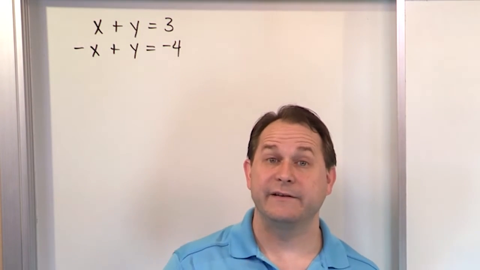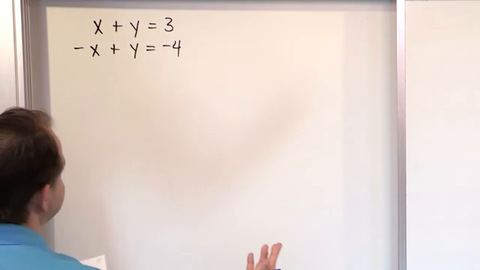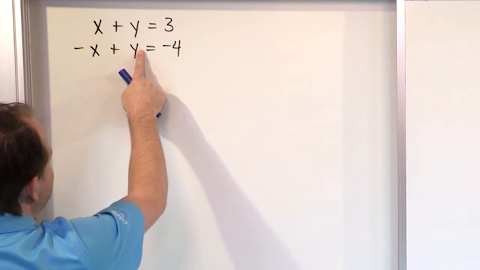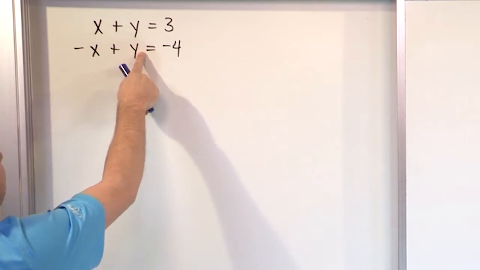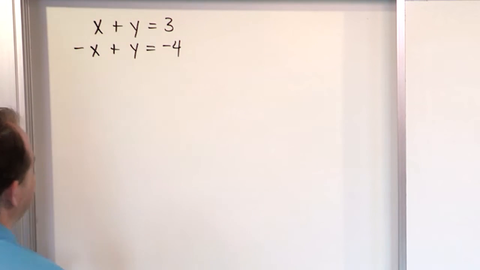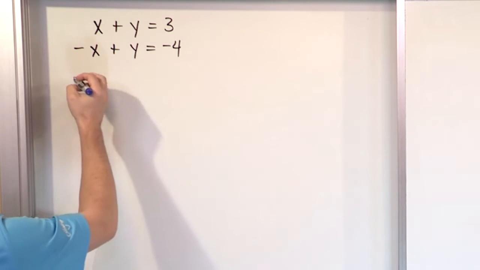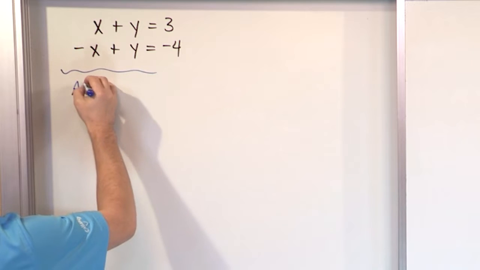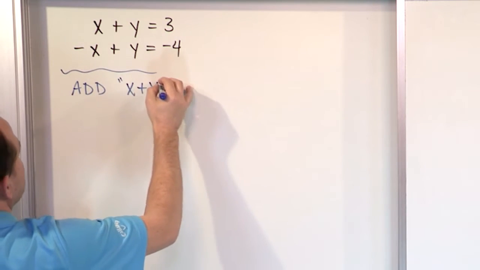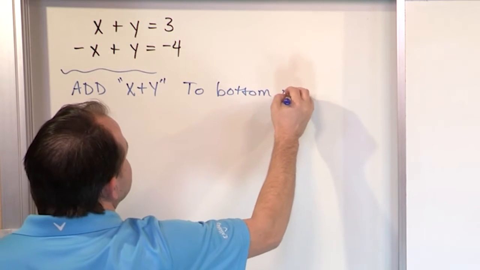But let me ask you this. You have probably considered this: what if I want to add y to the left, just the variable y? I can do that. I can add y over here, no problem. But in order to keep the equation correct, I have to also add y to the right-hand side. So the reason I'm bringing all this up is because I'm going to add the quantity x plus y to the bottom equation.